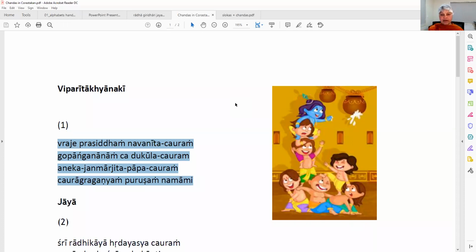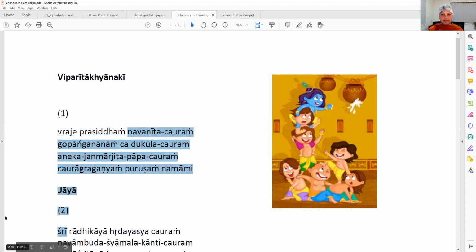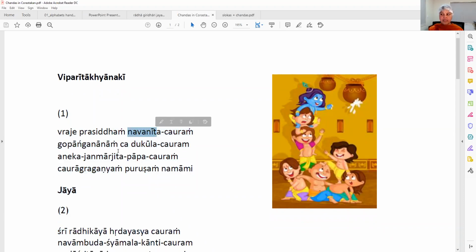Who am I bowing down to? Somebody who's very famous in Vraja, which is good. Famous people are worth bowing down to. But what is he famous for? Navanita chauram. He is the thief of butter. Now, not only is he a thief of butter, it's only butter. Gopangananam cha dukula chauram. He steals the clothes of the gopis.